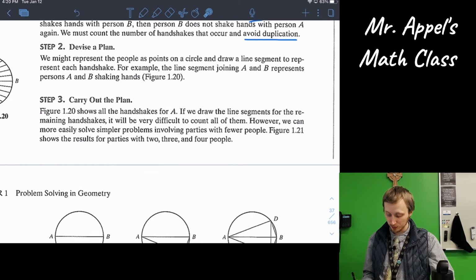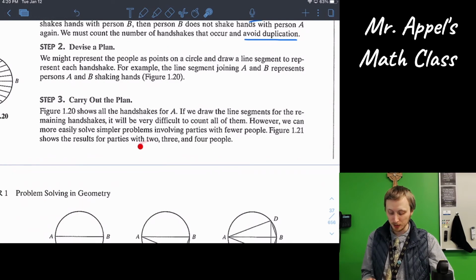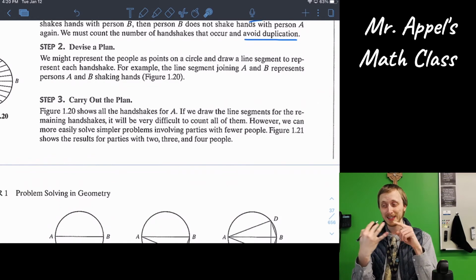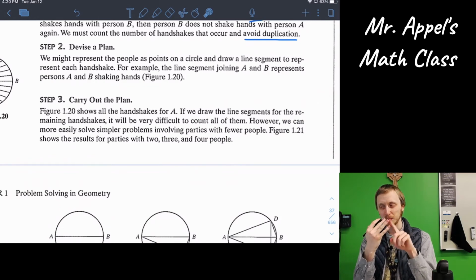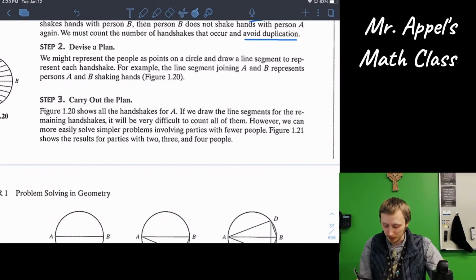Figure 121 shows the results for parties with 2, 3, and 4 people. So let's start with a much smaller number, much easier to work with. We can draw our picture. We can guess and test with these small values. We can find the pattern involved and then extrapolate that back to the larger problem at hand. Aha, handshakes.